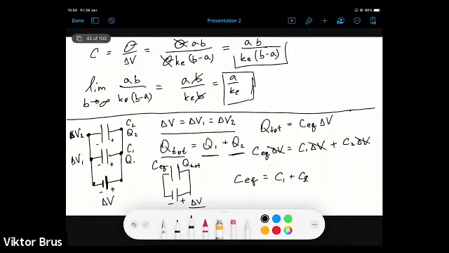So in the general case, when we have n capacitors connected in parallel, we should write that C equivalent is equal to the sum over i, from i equal to 1 to i equal to n, of Ci. We just sum up the capacitance of each capacitor connected in parallel. So this is quite a straightforward and simple rule, which you definitely need to remember because there will be many problems involving calculating equivalent capacitance of different batteries of capacitors.